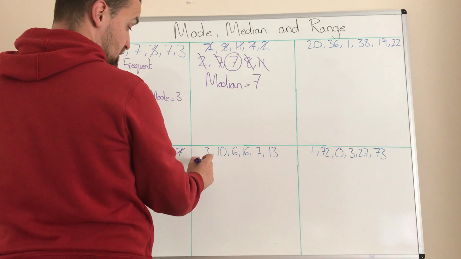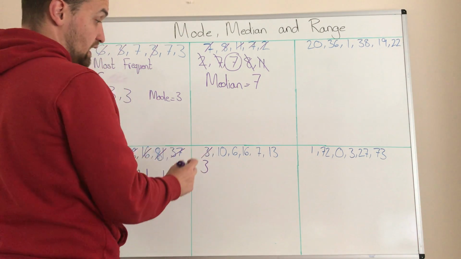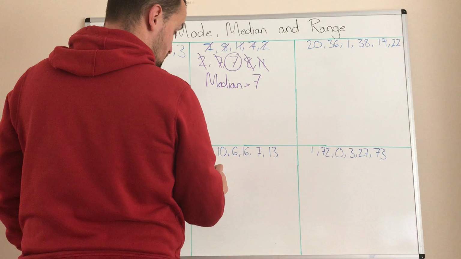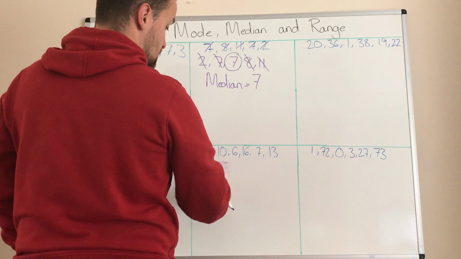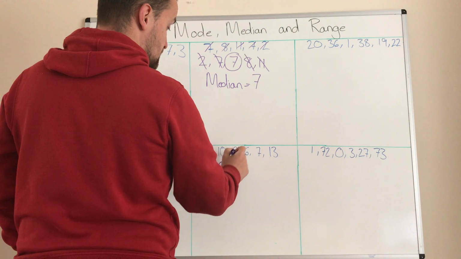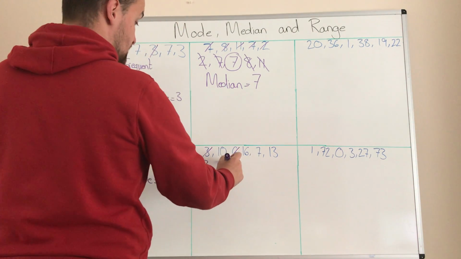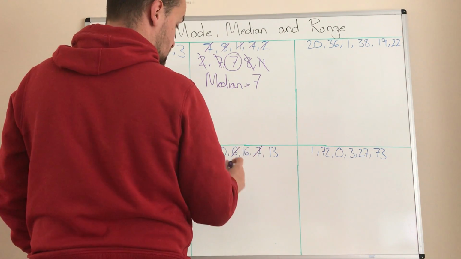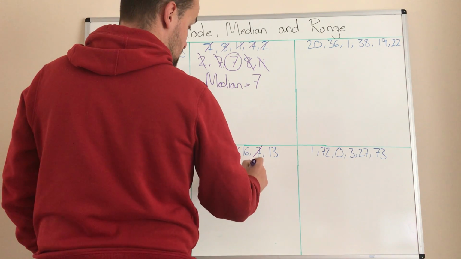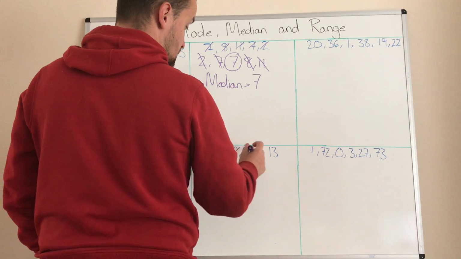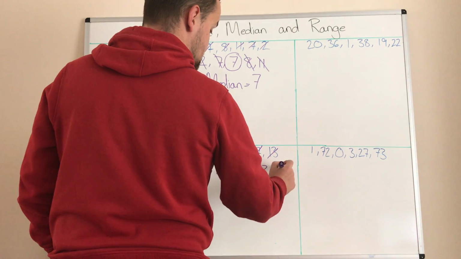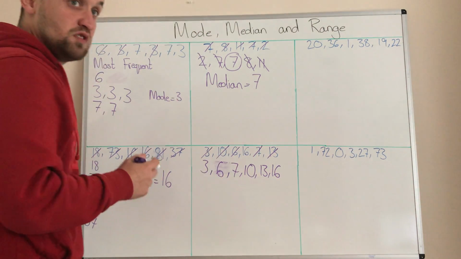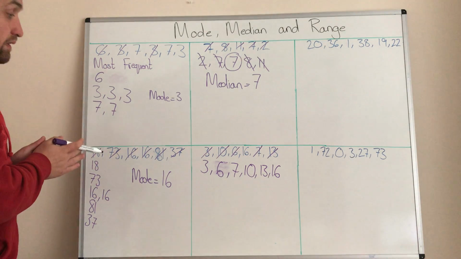Again, we do exactly the same thing here. So our smallest number is 3. Cross it off. Our next smallest number is, sorry, it's 6. I do apologise. Cross it off. Then it's 7. Cross it off. 10. Cross it off. 13. Cross it off. And then 16. So we've gone from smallest to largest with the numbers that we were given.